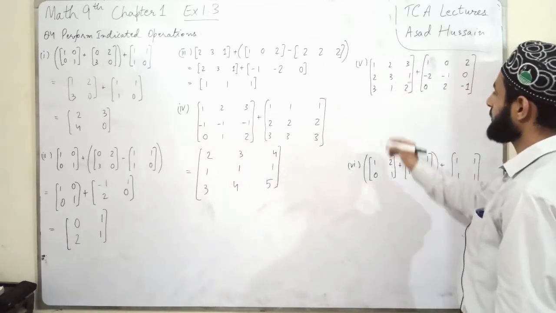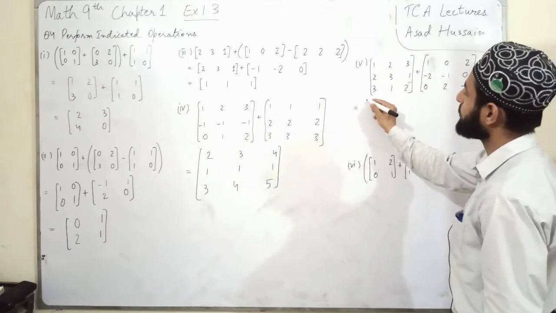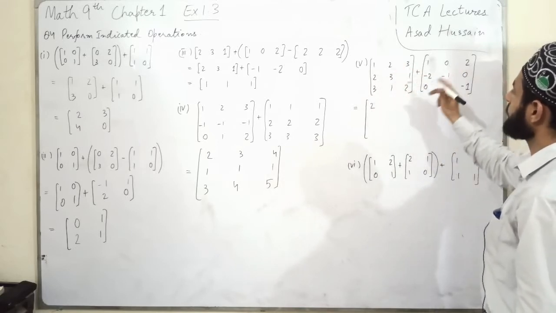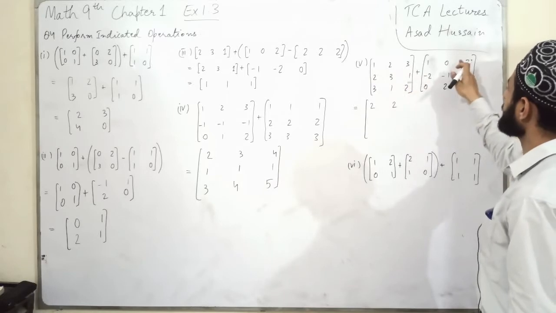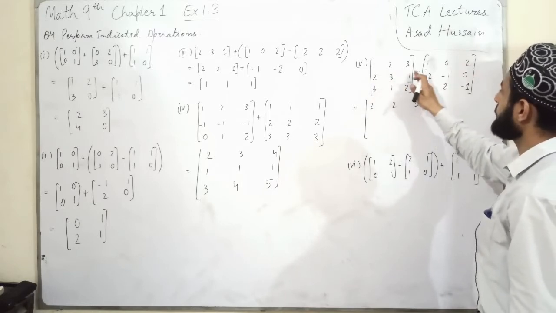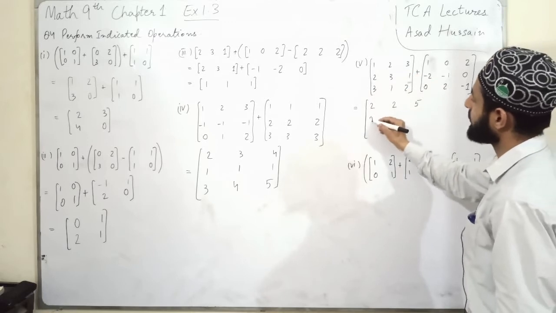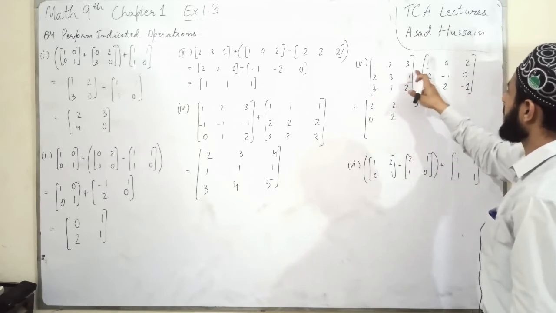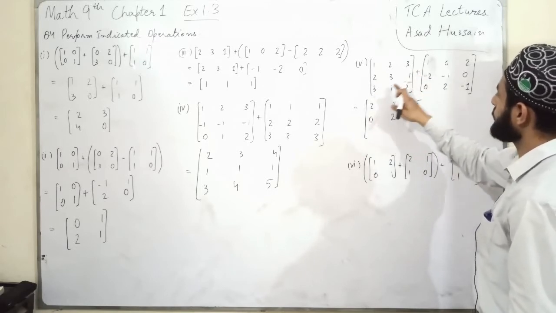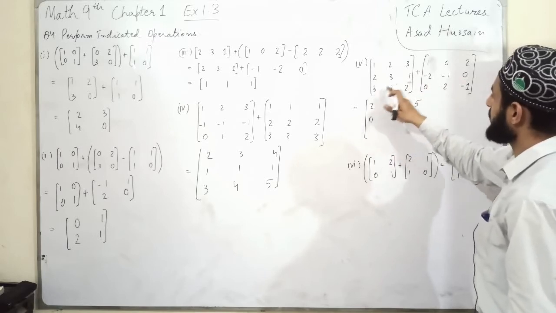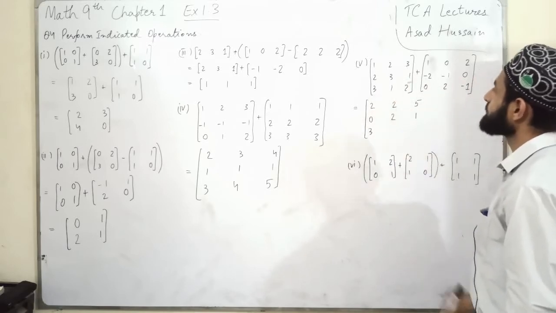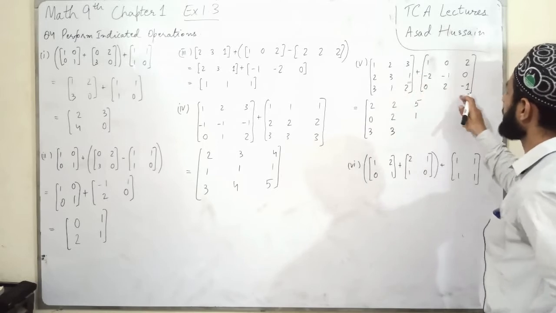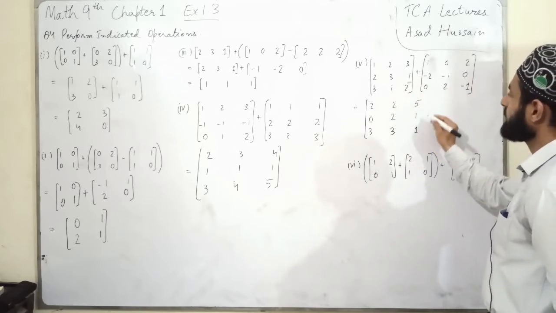Moving on to part number 5, which is same as the fourth part. 1 plus 1 is equal to 2, 2 plus 0 is equal to 2, 3 plus 2 is equal to 5, 2 plus minus 2, which is 2 minus 2 is equal to 0, 3 plus minus 1 is equal to 3 minus 1, which is 2, 1 plus 0 is equal to 1, 2 plus 0 is equal to 2, 3 plus 0 is equal to 3, 1 plus 2 is equal to 3, 2 plus minus 1 is equal to 2 minus 1, which is 1.